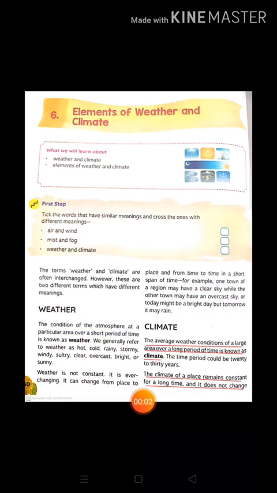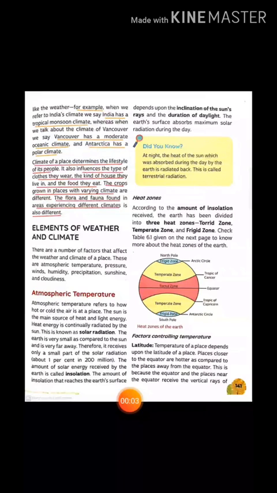Now let's talk about the climate. The average weather conditions of a large area over a long period of time is known as climate. This long period of time could be of 20 to 30 years. The climate of a place remains constant and does not change like weather. For example, India has a tropical monsoon climate, Vancouver has a moderate oceanic climate, and Antarctica has a polar climate.